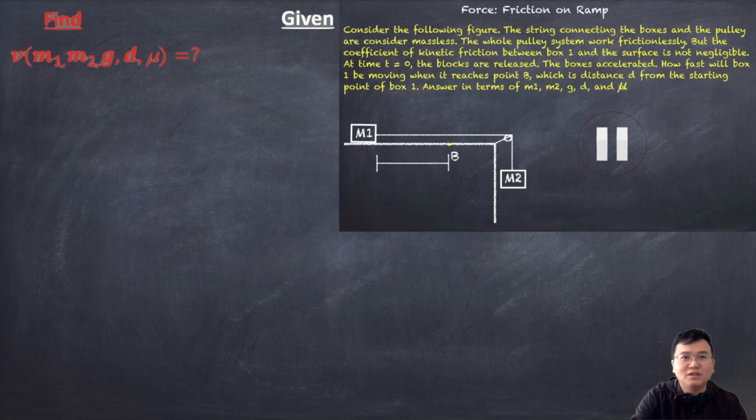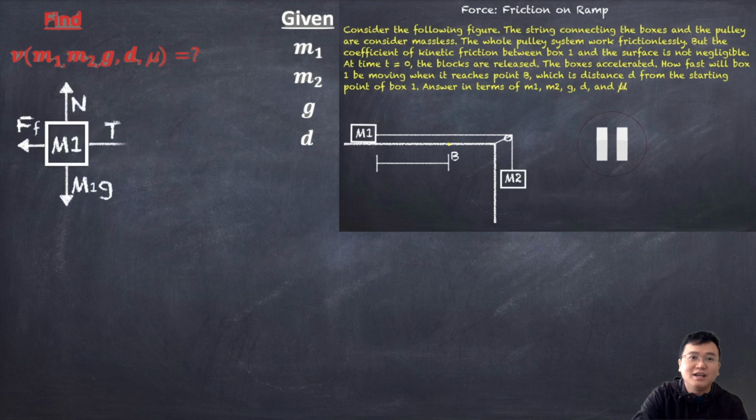So what is given to us? Well, the variables given to us are m1, m2, g, d, and I forgot to list mu here. Mu is also given to us in the problem.